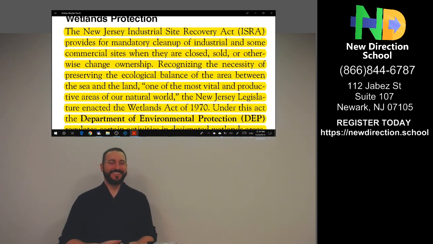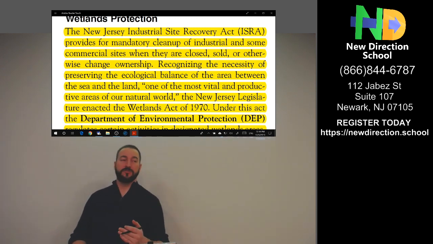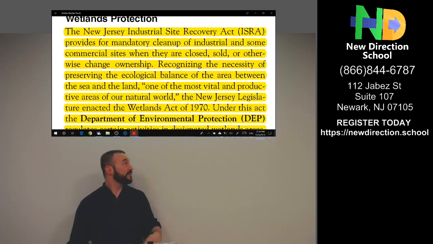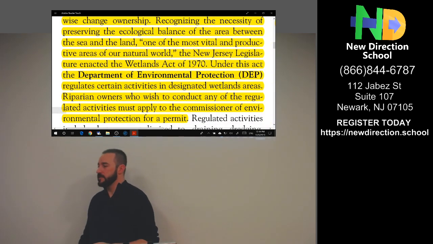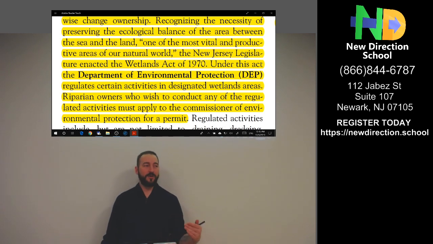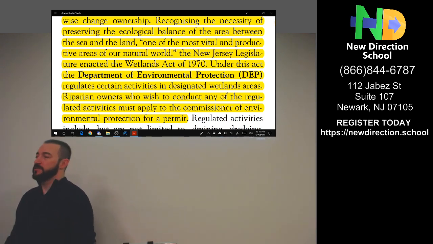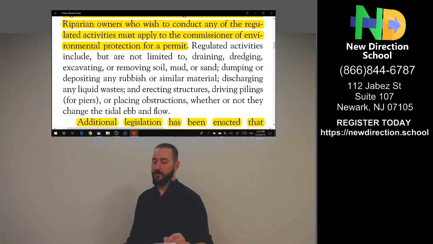So here's the thing. If there's a factory, every time there's a change of ownership, it must be tested for chemicals, right? Because every manufacturing uses some type of chemical. So this is mainly designed to protect the water through the Wetlands Act of 1970. Okay? Under this act, the Department of Environmental Protection regulates certain activities in designated wetland areas. Riparian owners, so people that own property next to the river, right, who wish to conduct any of the regulated activities, must apply to the Commissioner of Environmental Protection for a permit. So you cannot just do whatever you want.